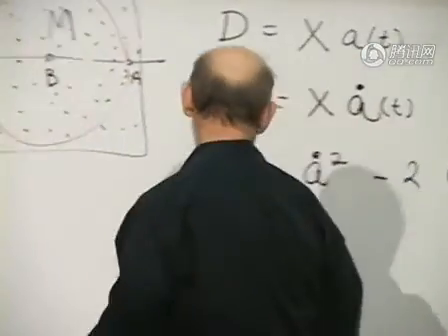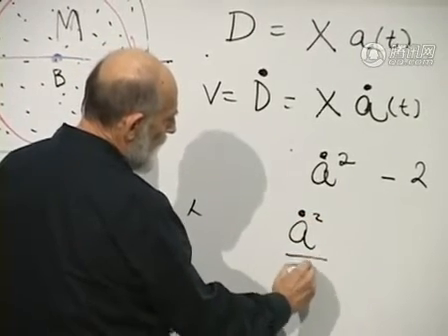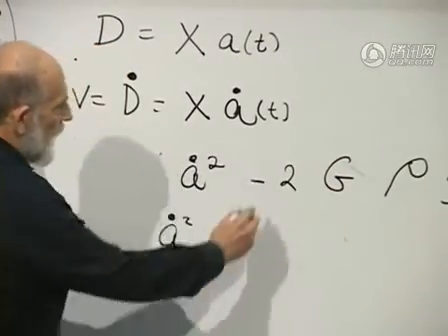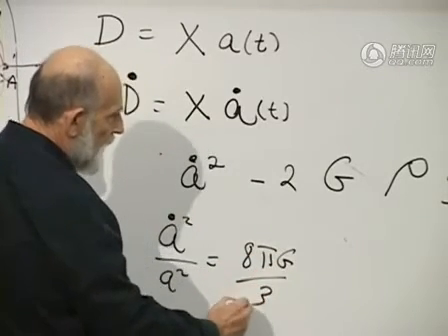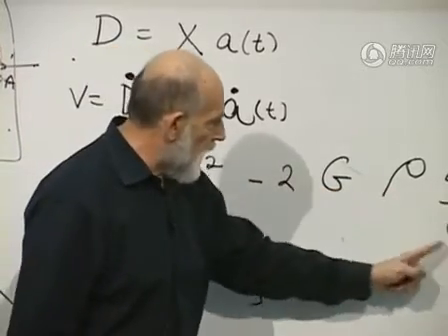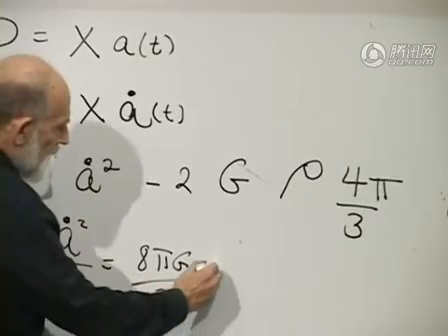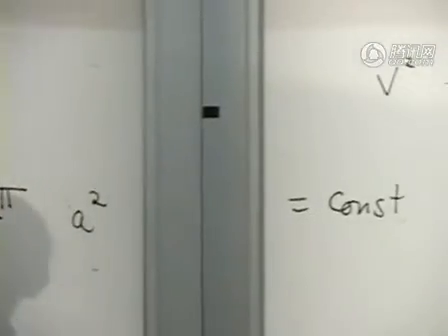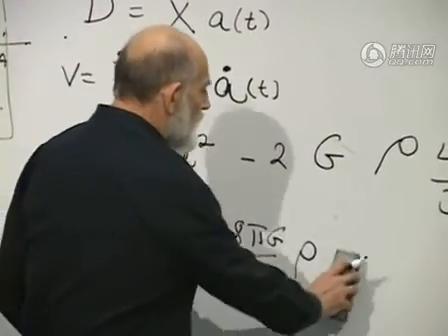So let's do that. If we divide by a squared, we have a dot squared over a squared equals, transposing this to the right, 8 pi G over 3 rho, the density of mass, that's all from that term, that's it, right? Plus, on the right-hand side, a constant, which I'm now going to call minus k.